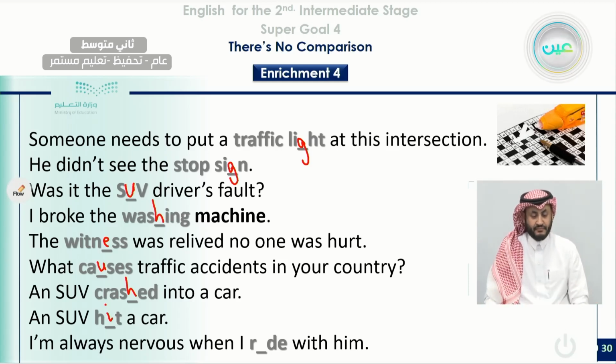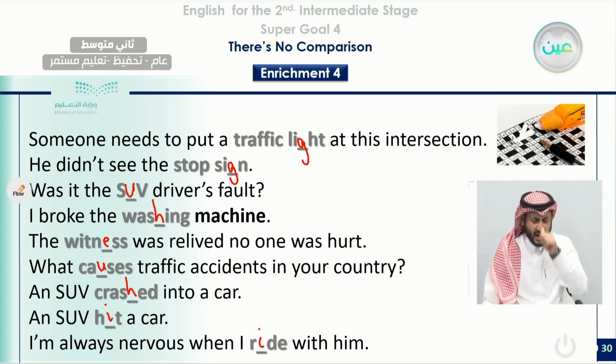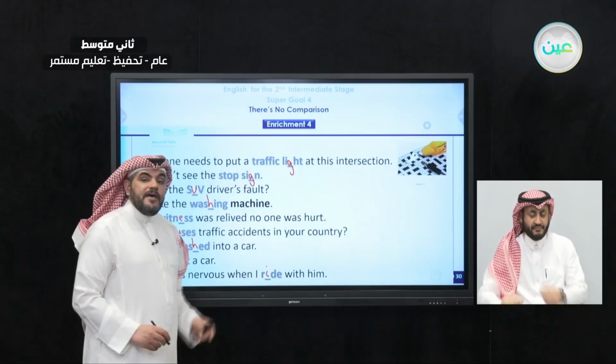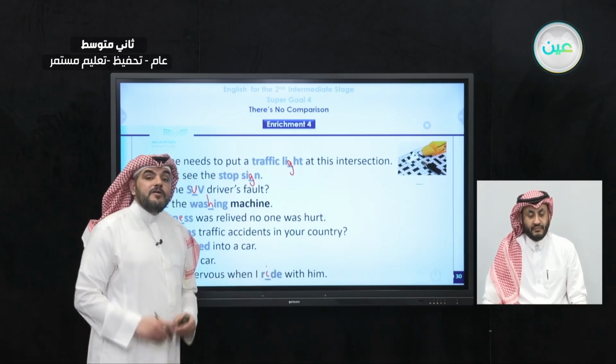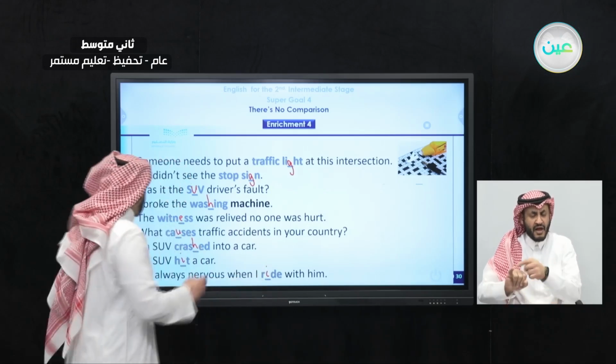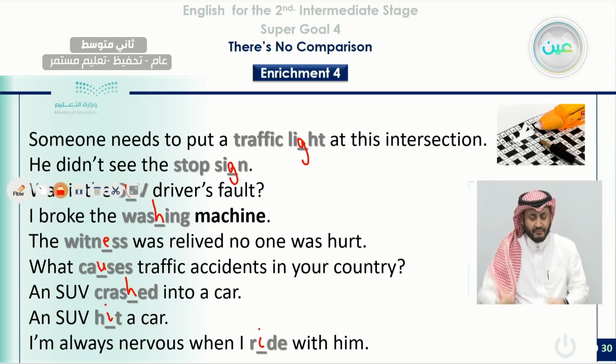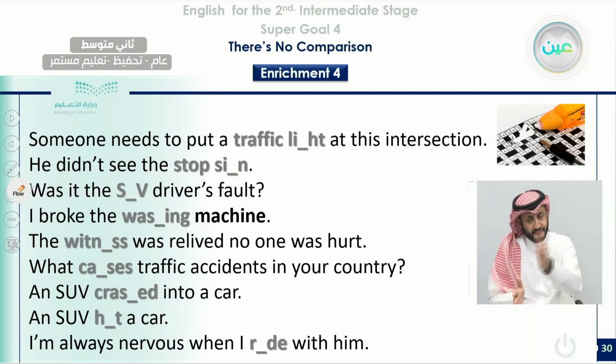And the last one, I am always nervous when I ride. Okay, and we told you before about the clever E. Without the E, you can read the word as read. But with the E, it is a clever E that makes the I pronounced as I. Okay, so let's move to the next, let's clean the board and we move to the next slide.